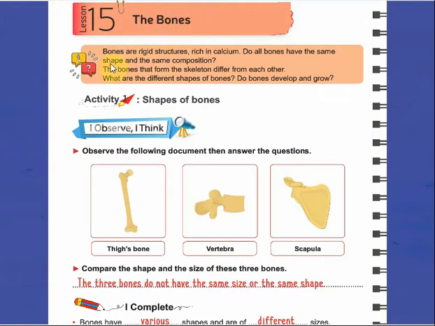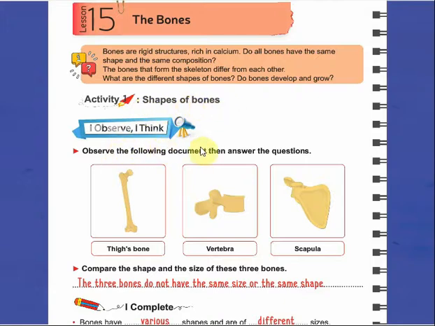In this session, we are going to study a new lesson which is about the bones. You know that bones are rigid structures rich in calcium. You should know also that not all bones have the same shape and the same composition. The bones that form the skeleton differ from each other. In this lesson, we are going to recognize what the different shapes of bones are and if these bones develop and grow.